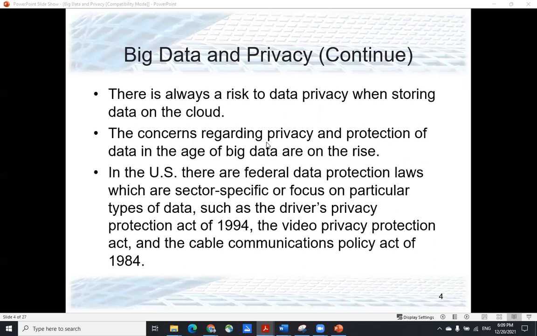So in the US, there are federal data protection laws, and many other countries also have similar laws. We're going to be discussing later on other European laws like GDPR, the General Data Protection Regulation. But in the US, we have federal data protection laws, and those are sector specific, right? When we talk about the federal law, what does that mean, sector specific? They focus on a particular type of data. So for example, you have HIPAA, the Health Insurance Portability and Accountability Act, that tries to protect your privacy when it comes to healthcare information.